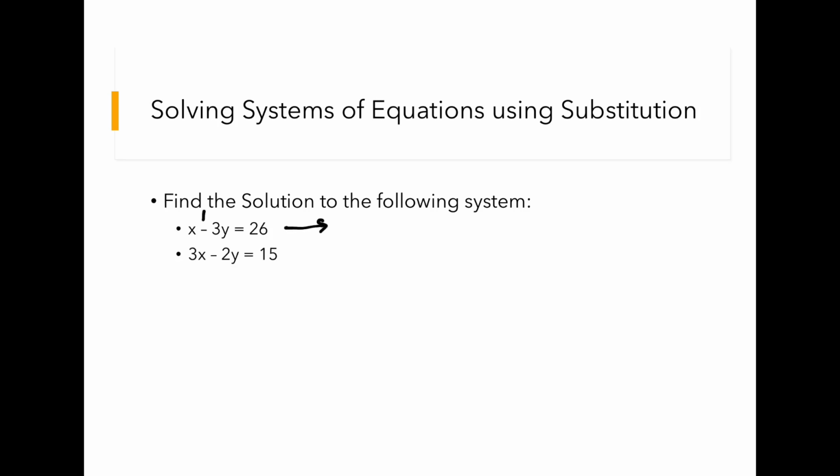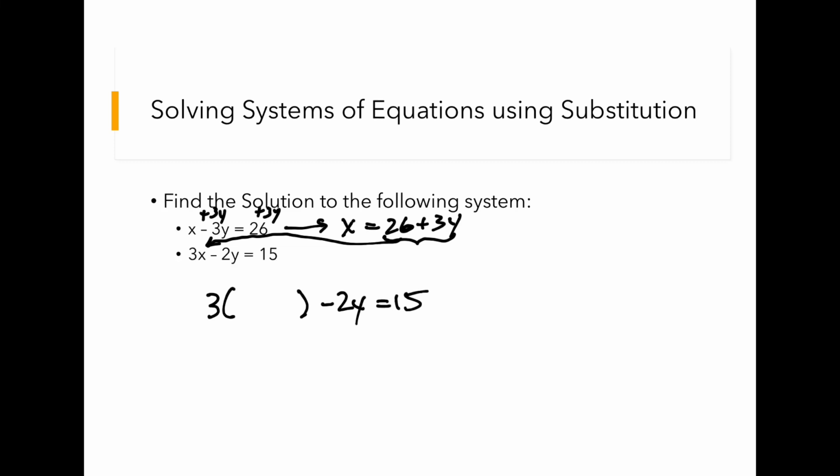So I'm going to solve that one for x by adding 3y to both sides. I get x is equal to 26 plus 3y, or 3y plus 26, however you wish to write that. And now that I have that, I have an expression that I can substitute in for x in the other equation. So we're taking out x this time, putting a parenthesis there, and then we'll substitute that expression, 26 plus 3y.